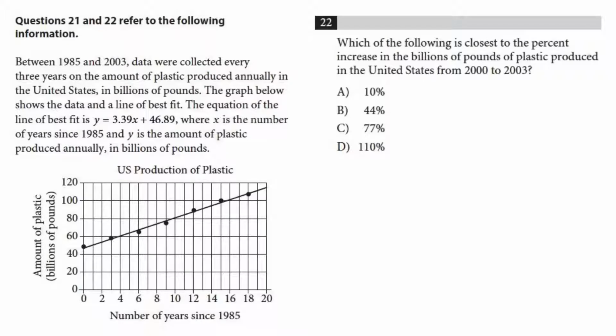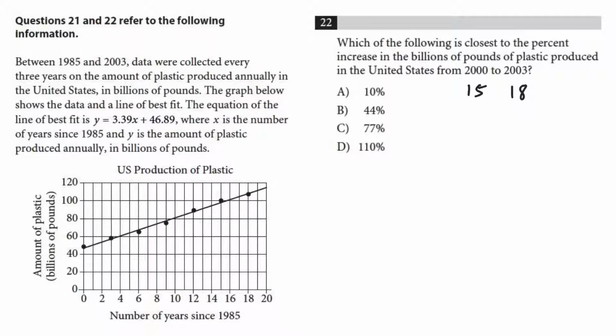Number 22. Okay, this is the same setup as 21. Question is, which of the following is closest to the percent increase in billions of pounds of plastic produced in the United States from 2000 to 2003? Well, 2000, that's 15 years after 1985, and then 2003 must be 18 years after 1985.